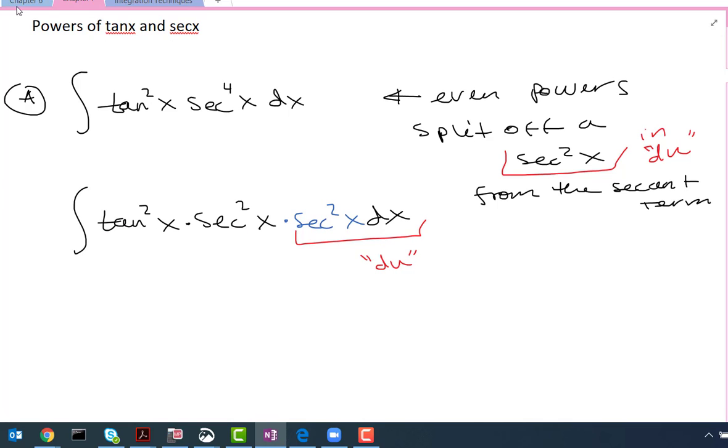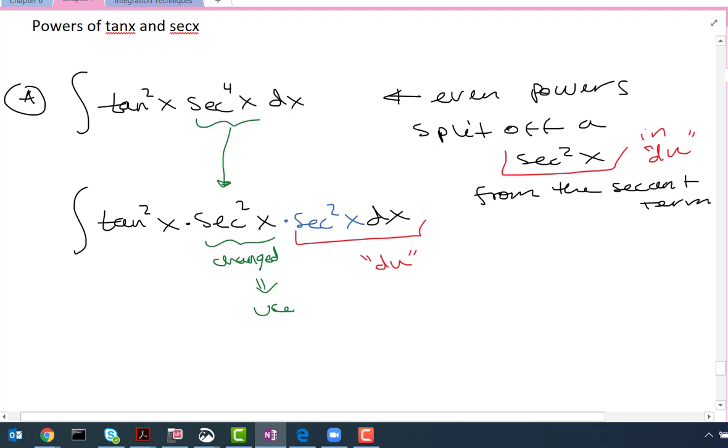So now, which one did I change? I split it off from secant to the fourth, which means it's this one. So this is the one that was changed, and this is the one that we are going to use a Pythagorean identity on. So we're going to use the other one, the Pythagorean identity for secant and tangent.